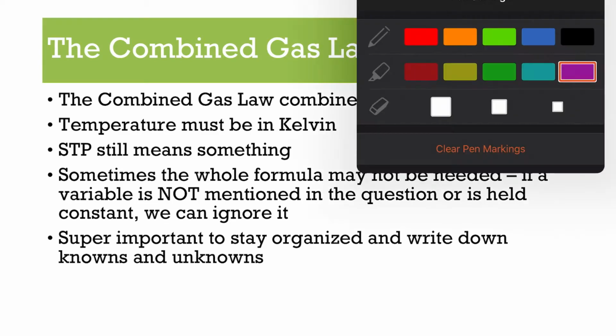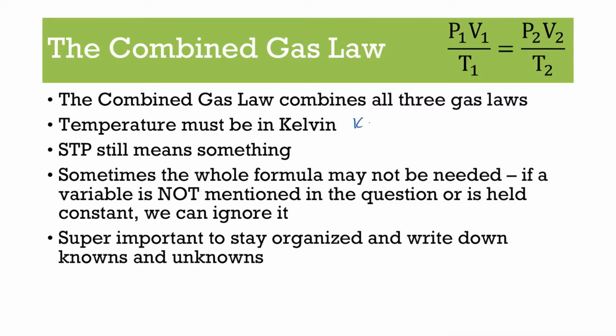Just like always, temperature still needs to be in Kelvin. So remember, Kelvin equals the degrees Celsius plus 273, and that comes straight off the reference table. It's the very last formula on the back of the reference table. STP still means something, so there you have to check table A. It has two possibilities for standard pressure, 1 atm or 1.3 kPa, and it also has two options for standard temperature, but again, we need to use Kelvin, so we only really care about one of them.